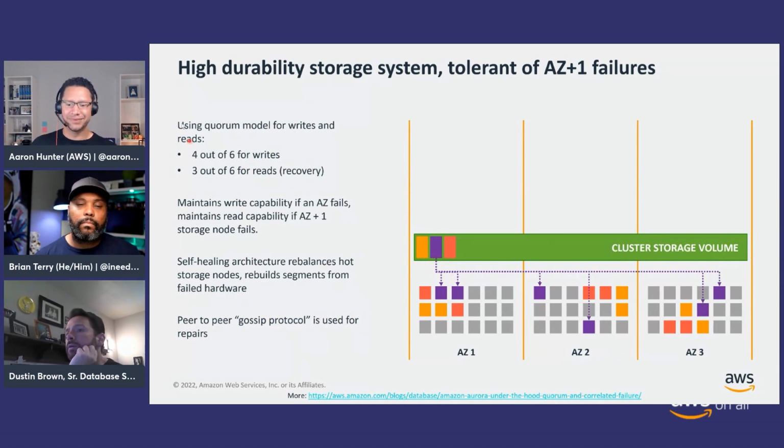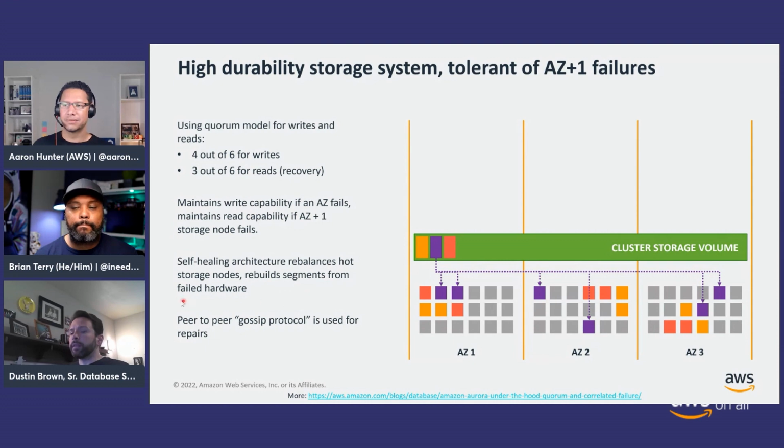It actually uses, what I have on the screen here, the quorum model for writes and reads. So it gets confirmation across 4 different copies out of 6 for writes and 3 out of 6 for reads before the transaction is actually committed. So it's essentially highly durable and writes in a guaranteed manner across these availability zones. It maintains write capability if an availability zone fails, and it maintains read capability if an availability zone plus one storage node fails.